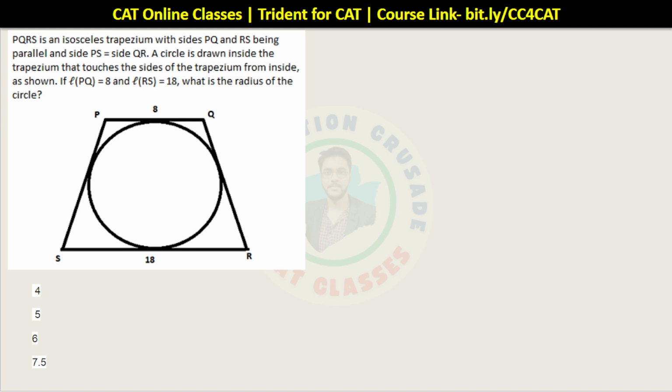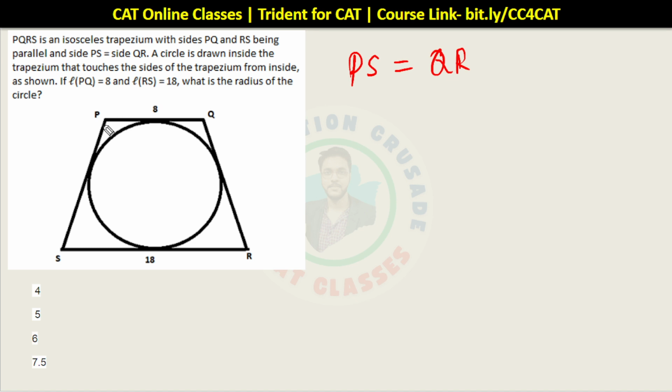Alright, this is going to be the last question. PQRS is an isosceles trapezium with sides PQ and RS being the parallel. Given the circle is drawn inside the trapezium such that it touches the sides of the trapezium from inside. Length of PQ is 8. One thing that is very interesting that students should pay attention to is PS is equal to QR.